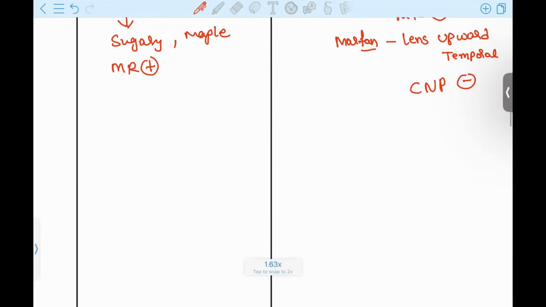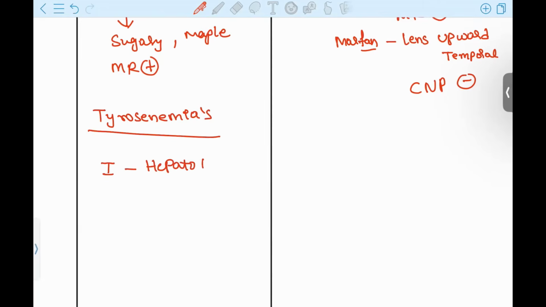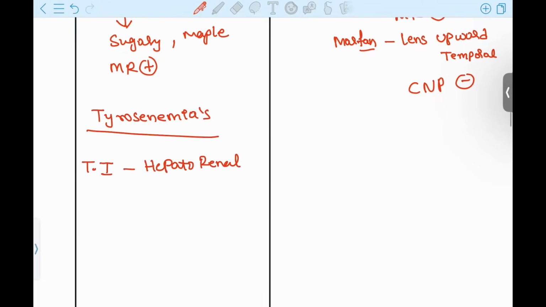And next, we also have another classification, that is the tyrosinemias. Tyrosinemia is subdivided into three types. The first one is tyrosinemia type 1, also known as hepatorenal syndrome. Hepatorenal syndrome is tyrosinemia 1. This is due to deficiency of fumarylacetoacetate hydrolase.